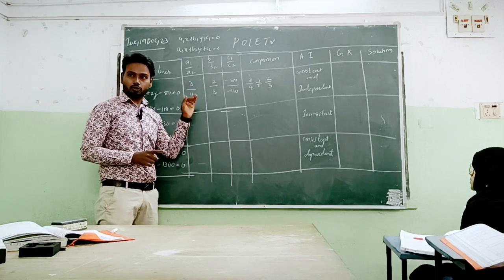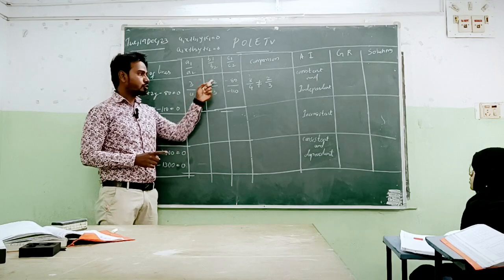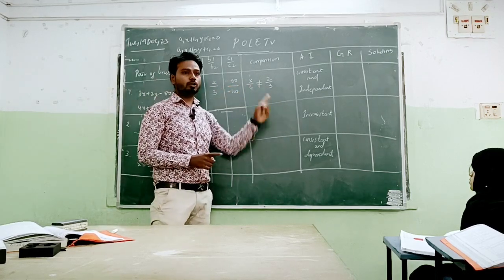Sometimes we have to convert into simplest form. That also I will show you. But here there is no simpler form. 2 by 3 is the simplest form in itself. So 3 by 4 is not equal to 2 by 3.